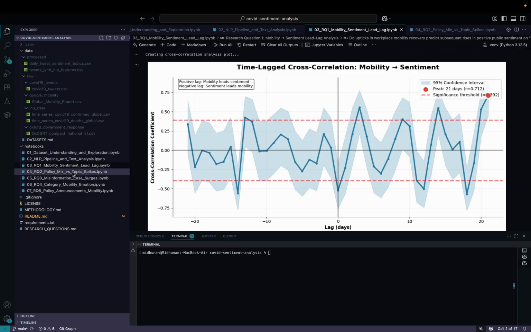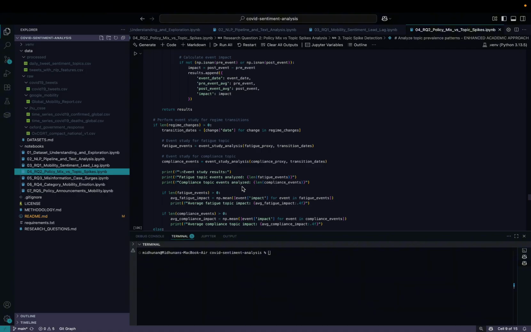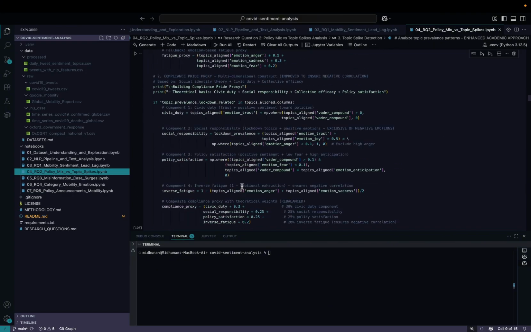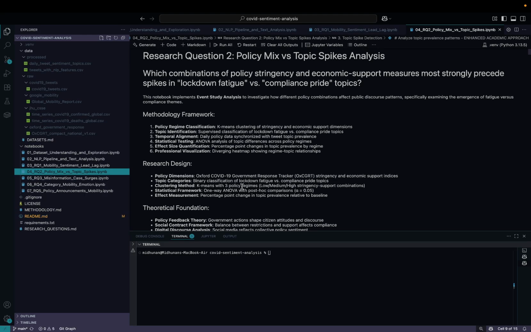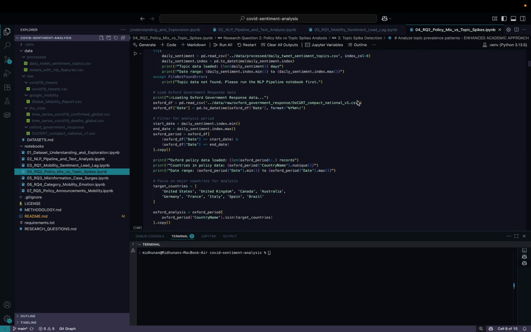Then we'll move on to question 2. Question 2 is which policy combinations trigger lockdown. This is between lockdown fatigue and compliance pride. We've also used a couple of methodology frameworks for processing the data, and then we'll visualize. I'll directly go to the visualization.